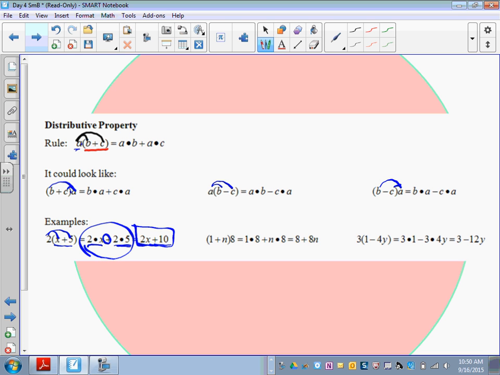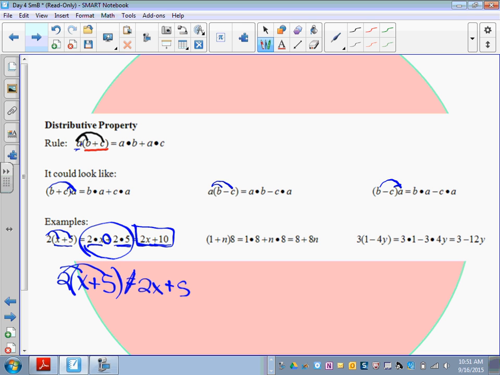The common mistake people make with this is they will forget to distribute it to that last piece. This is what I see all the time: 2x plus 5. These are not equal. Make sure you distribute your 2 to both pieces. Questions on that?